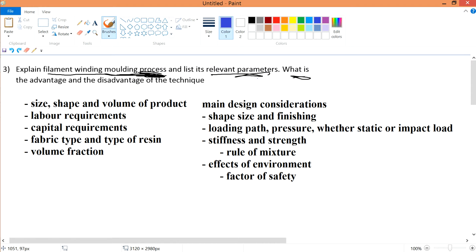In the next video, I'll talk briefly about something related to the filament winding molding process, in terms of the optimum angle. The optimum angle is about 35 degrees to 55 degrees. Anyway, next video.